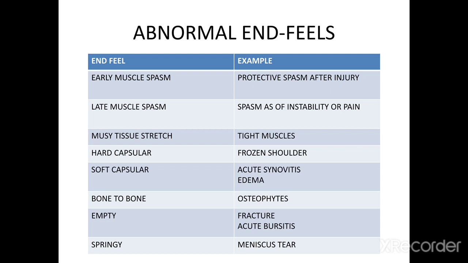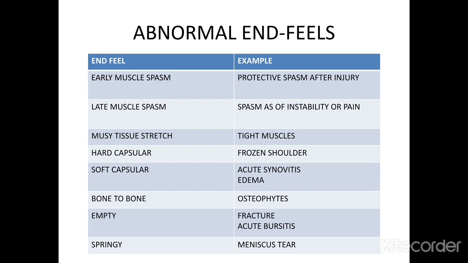Now next is the tissue stretch. It is because of the tightness of the muscles. In the example of hip flexion with knee extension, the tension in the hamstring muscle will limit the range of motion. So the feel would be like stretching a tire inner tube. It is not so much elastic. It is a very unique end feel of tight muscles.